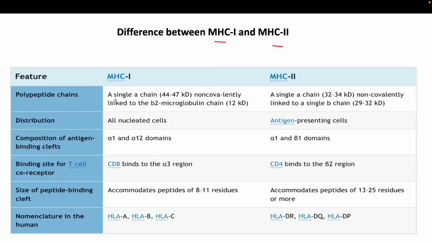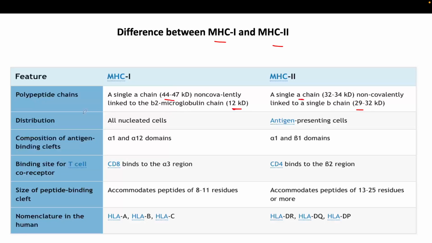So the polypeptide chain, a single chain in case of MHC1, is around 44 to 47 kilodalton, which is non-covalently linked to the beta 2 microglobulin chain, which is 12 kDa. And in case of MHC2, the A chain or alpha chain is around 32 to 34 kDa, and it is non-covalently linked to the single B chain, which is around 29 to 30 kDa. Means these two chains are almost equal in size.